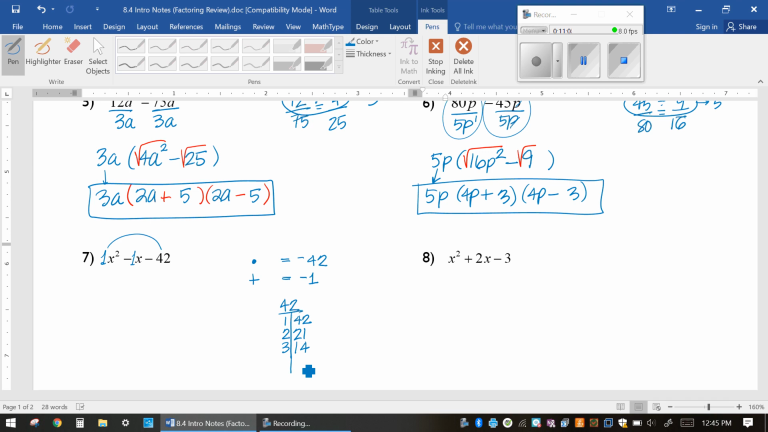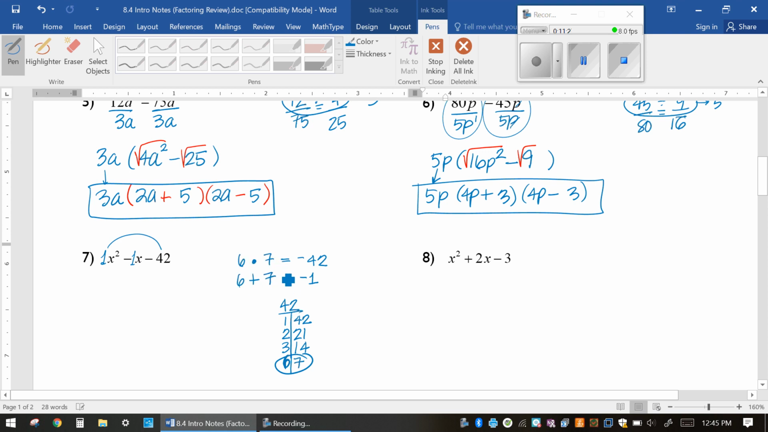Does 42 divide by 5? Nope, we get a decimal. Does 42 divide by 6? Can it be divided by 6? Yep, we get 7. And that combination is the one we want because that can be subtracted to get 1, or we can add it with some positives and negatives.